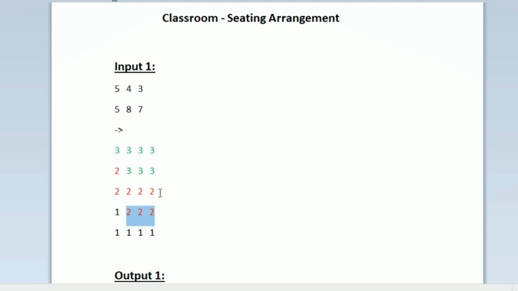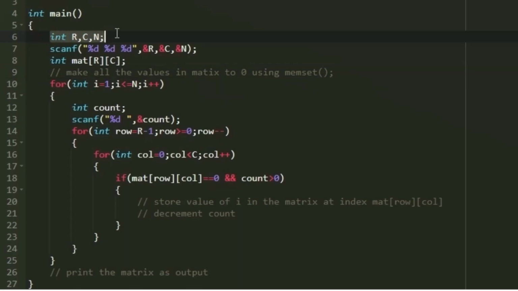Now let us see how to write a C program for this. First I am creating 3 integer variables named r, c and n, and in the next line using a scanf statement I am accepting the values of r, c and n. And then I am creating a matrix named mat of size r cross c.